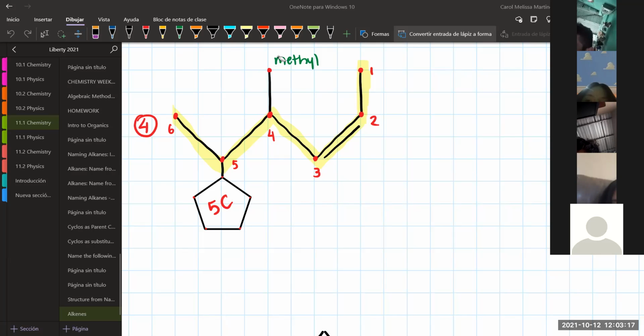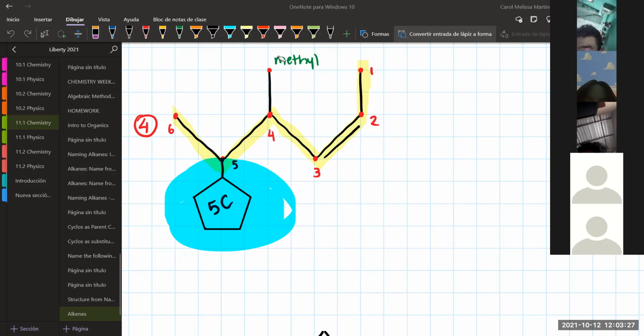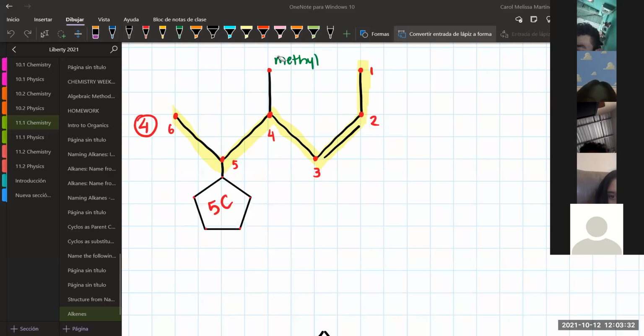Cyclopentyl, not cyclopentane, cyclopentyl. Remember that when it is attached to the parent chain it is an alkyl, so you have to make an adjustment in the name. So this is cyclopentyl. Very good, Jennifer. So this is cyclopentyl. So where is located the double bond? Position 2 or 3? 2. Okay, 2. That's important.